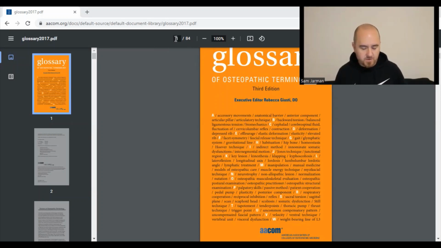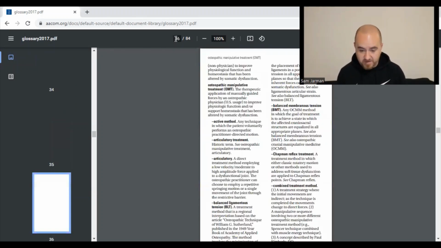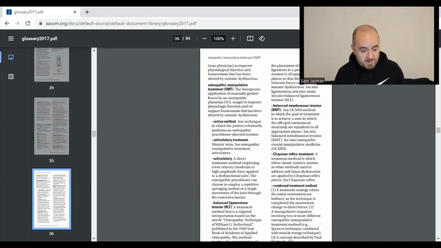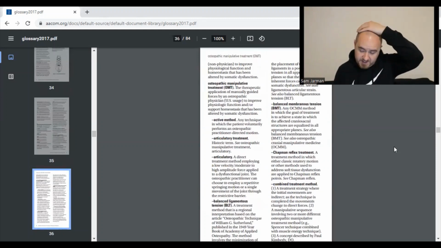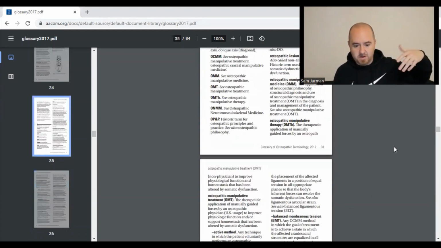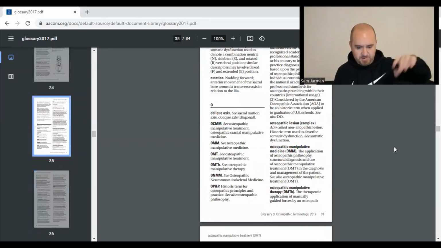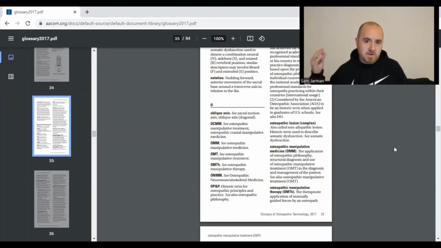Okay, so I'm going to advance to page 36. On page 36 is where we're really going to get into the direct methodology. Just so that people are able to see this, because it's a glossary, you're going to have things organized under letters. If you see something like balanced ligamentous tension earlier on, then it's going to say see osteopathic methods, balanced ligamentous tension. It's going to direct you to the O section.